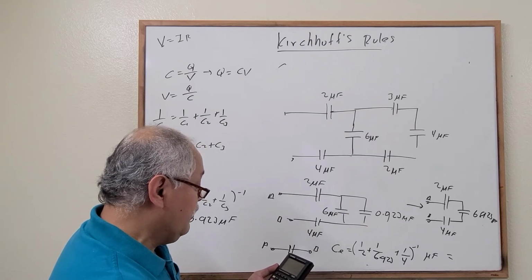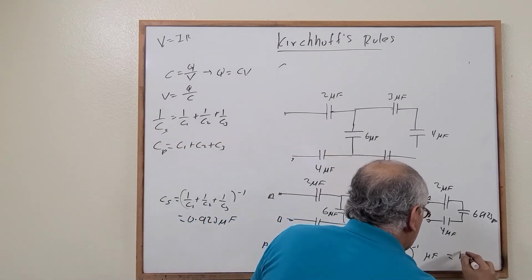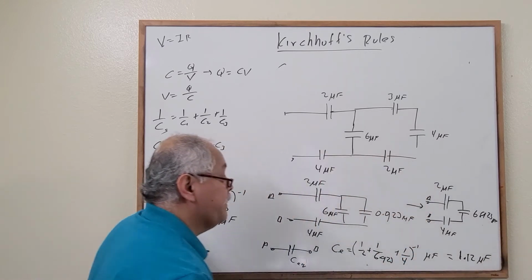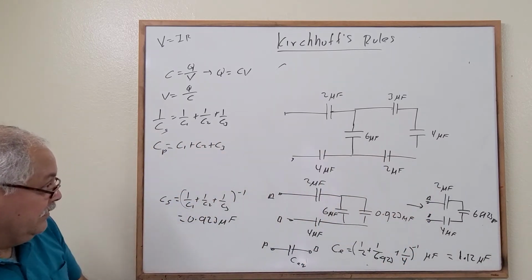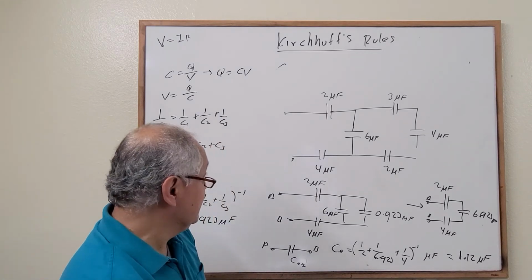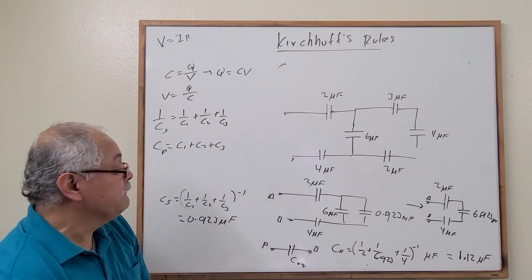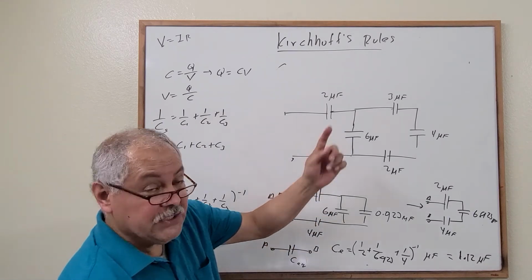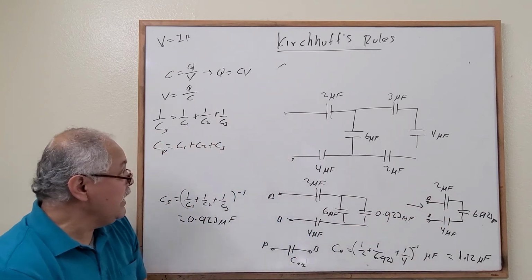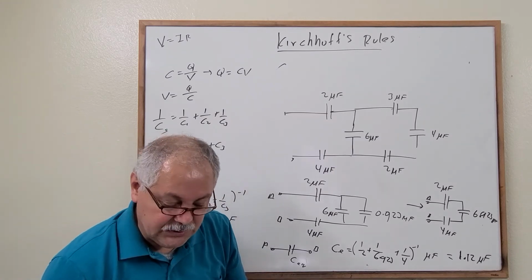Okay, this equals 1.12 microfarad. So that's going to be the equivalent capacitance when we have these capacitors in series. In this circuit, it's in series, correct? Okay, perfect. We do the same thing using resistors.